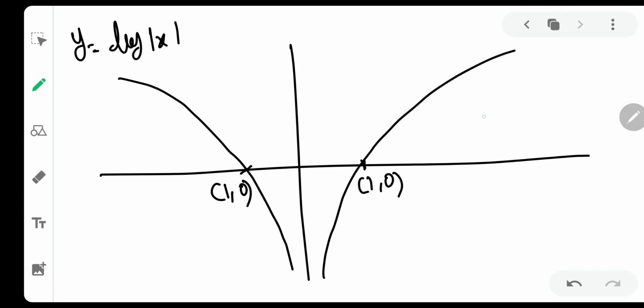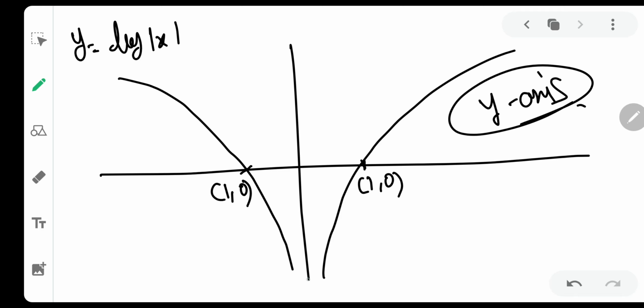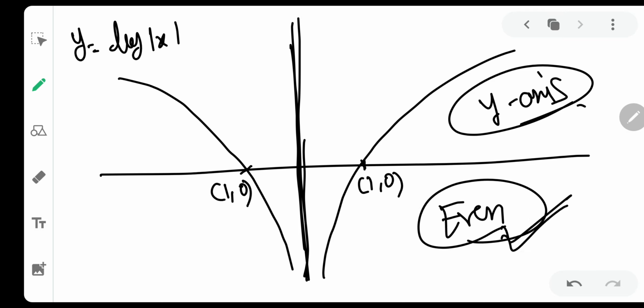Is it symmetrical about y-axis? Definitely yes. Everyone will say yes. Definitely it is. See, it is symmetrical to the right, to the left. It is exactly the same. Hence it is an even function. Okay, I hope you are loving this.